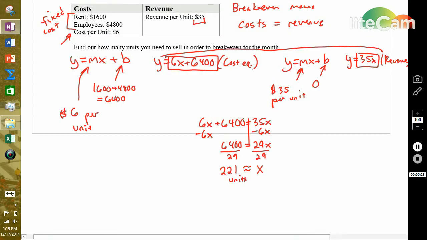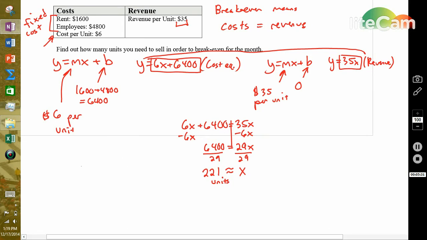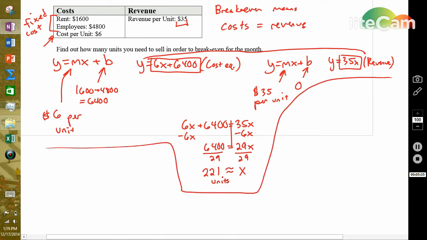That's just one way of solving it using equations. Another idea is to look at the amount of profit you make per unit. If you take in $35 per unit and it costs you $6 to make it, that means per unit you make $29. How many units are you going to have to sell to make the minimum $6,400 to break even?